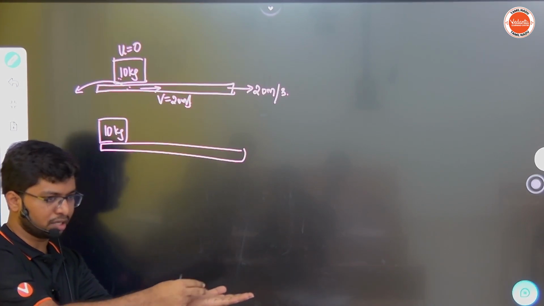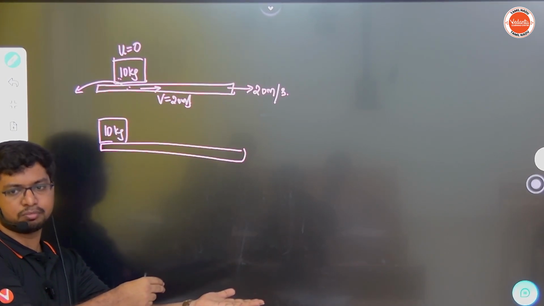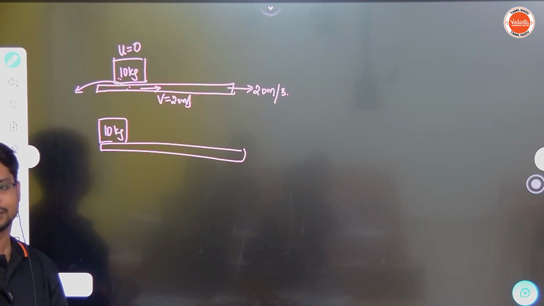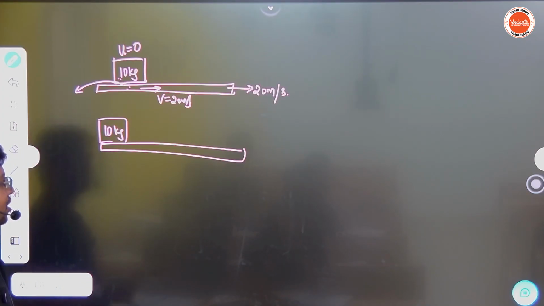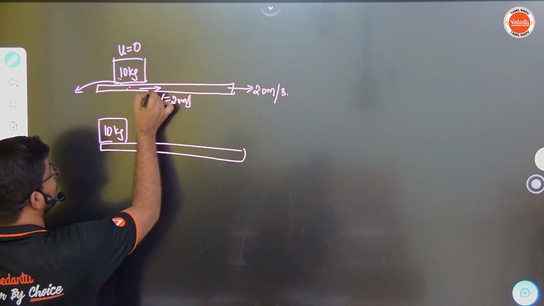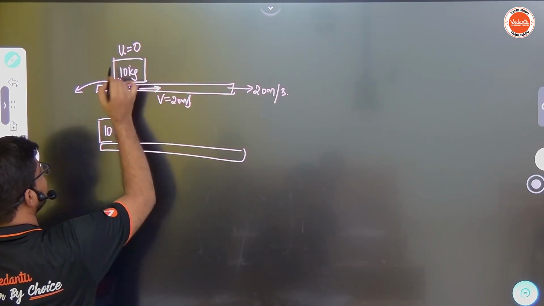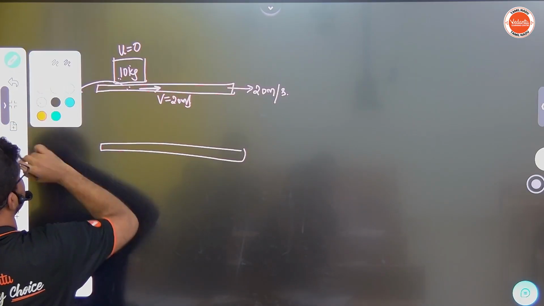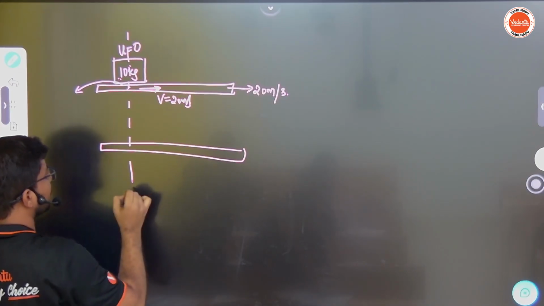With respect to the belt, your block has actually come back. Why will it be at rest? Okay, this is moving forward with respect to this belt. I am asking. Okay, let me say this.